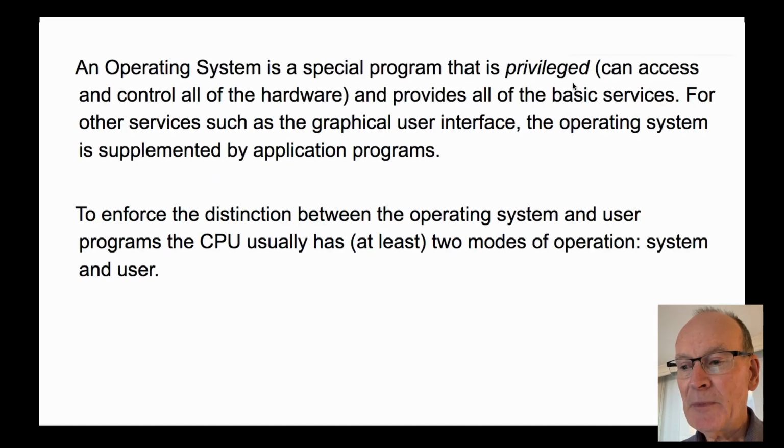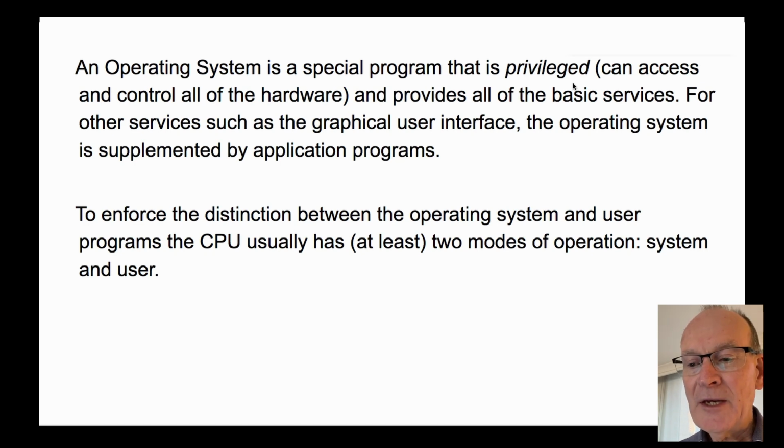So an operating system is a special program that is privileged, meaning it can access and control all of the hardware and carry out many of the basic services, such as the graphical user interface. So handling the mouse, handling the screen, and drawing things on the screen, the windows, all the different fonts and other graphics, web browsers and so on. The operating system provides services to these application programs. Sometimes there are application programs that also provide services to the user.